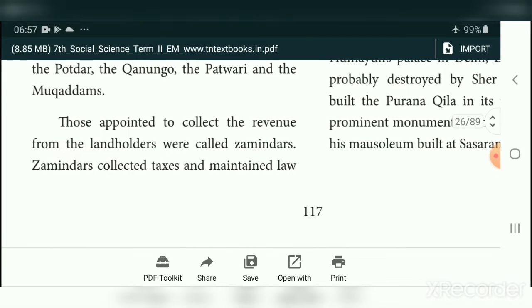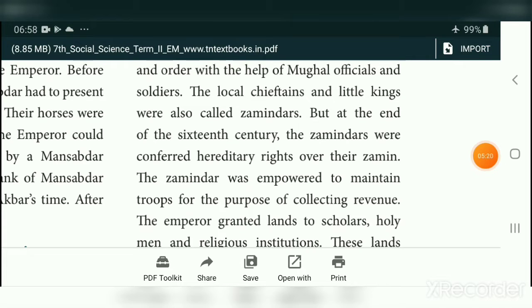Those appointed to collect the revenue from the landholders were called zamindars. The zamindar collected taxes and maintained law and order with the help of the Mughal officials and soldiers. The zamindar had the power to maintain law and order within the Jagir, within the land. The local chieftains and little kings were also called zamindars.